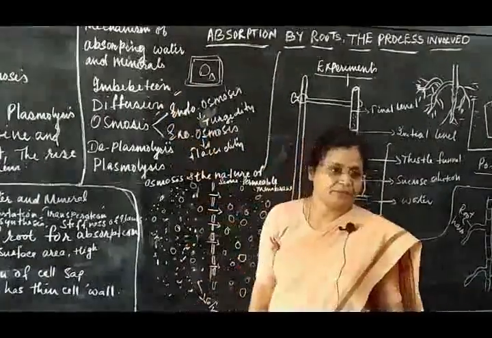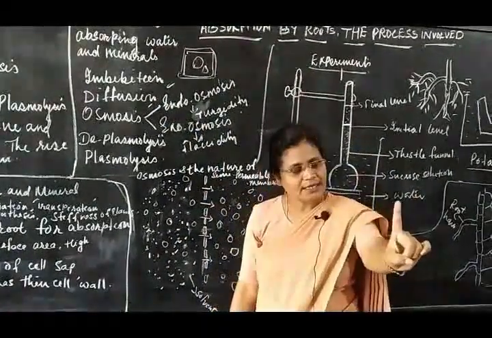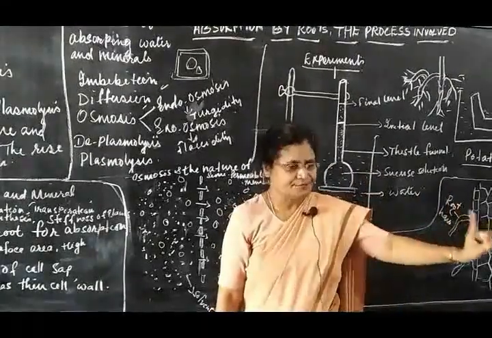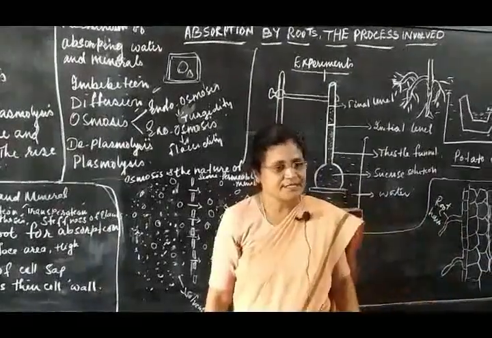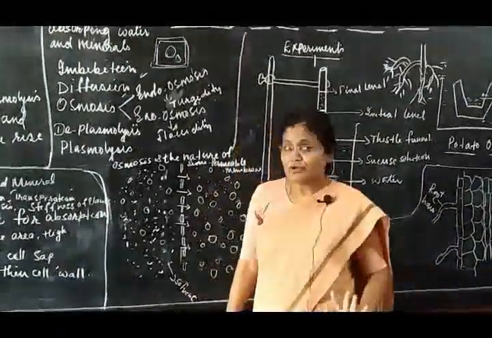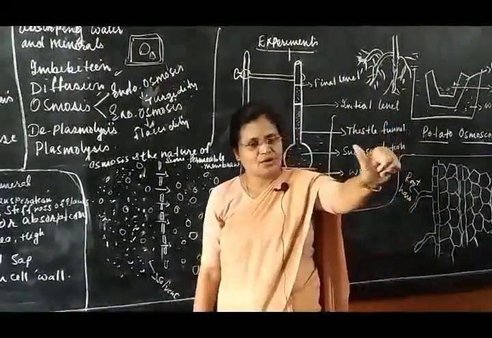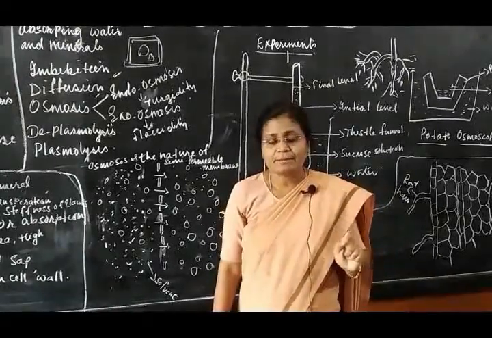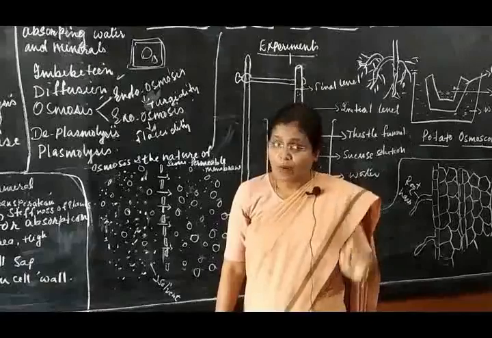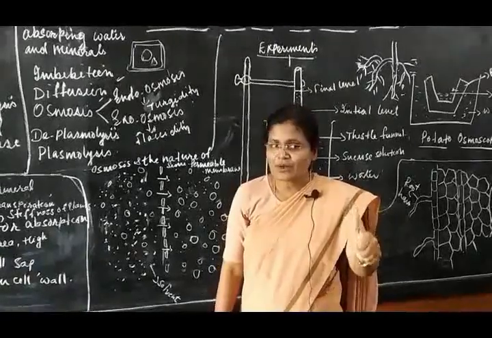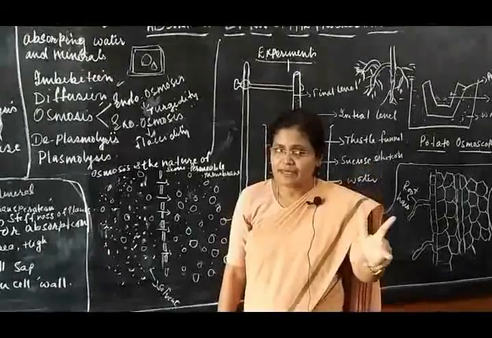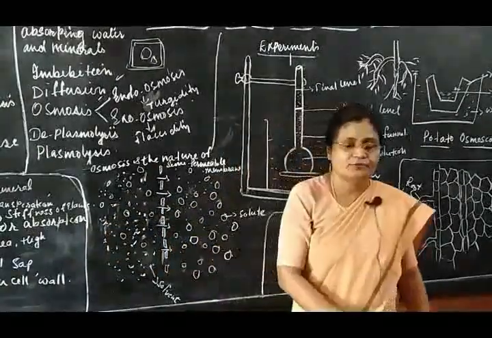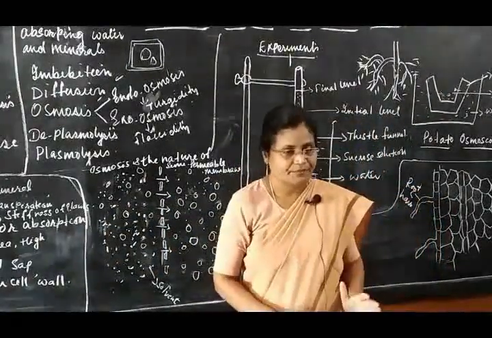Next we go to diffusion. Remember children, in imbibition we have only water. Absorption of water by living or dead cells due to surface attraction is called imbibition. Diffusion is in all three states, be it solid, be it liquid, be it gas. Diffusion is movement of molecules. The molecules may be solid, liquid or gas. So the movement of molecules from the region of high concentration to the region of lower concentration is called diffusion.